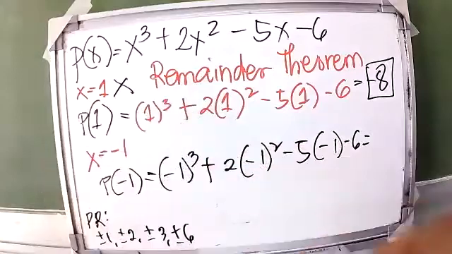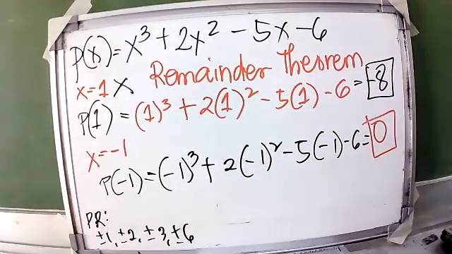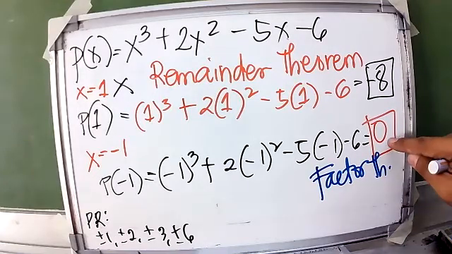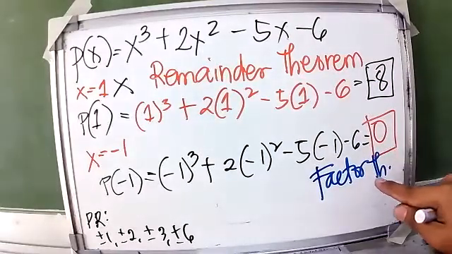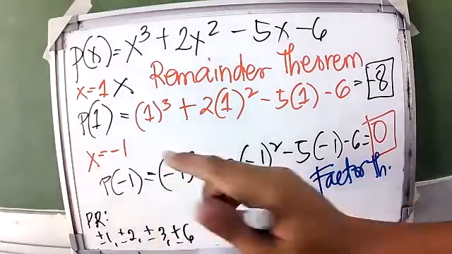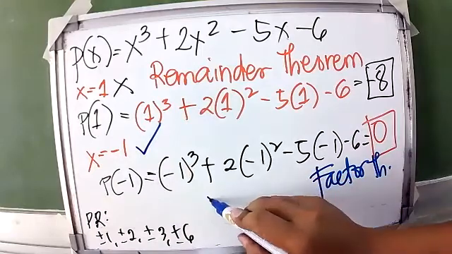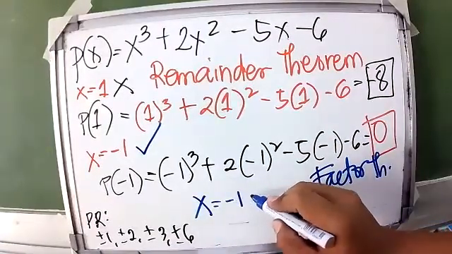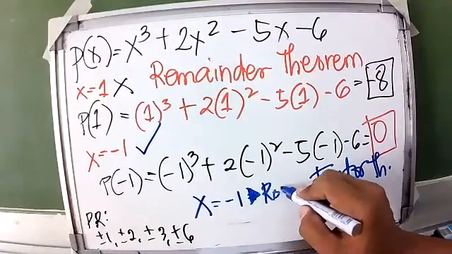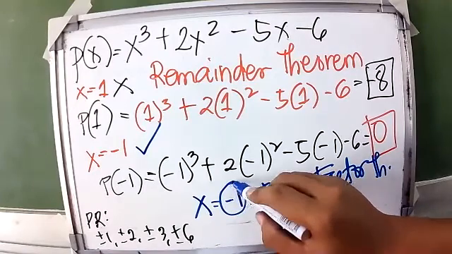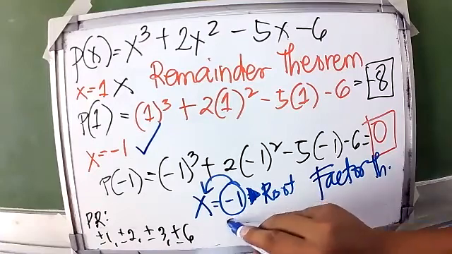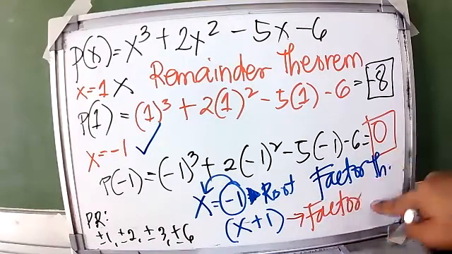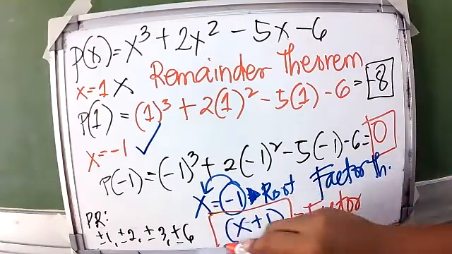If the answer is 0, that is now what we call the factor theorem. Factor theorem means if your answer from the remainder theorem is 0, then x is equal to negative 1 is a root for your equation. This is your root. This will be our lesson next week. And when you transpose negative 1 to the other side, everybody listen. So, x plus 1 is now a factor of your polynomial. Got it? So, meron na tayong isang factor.